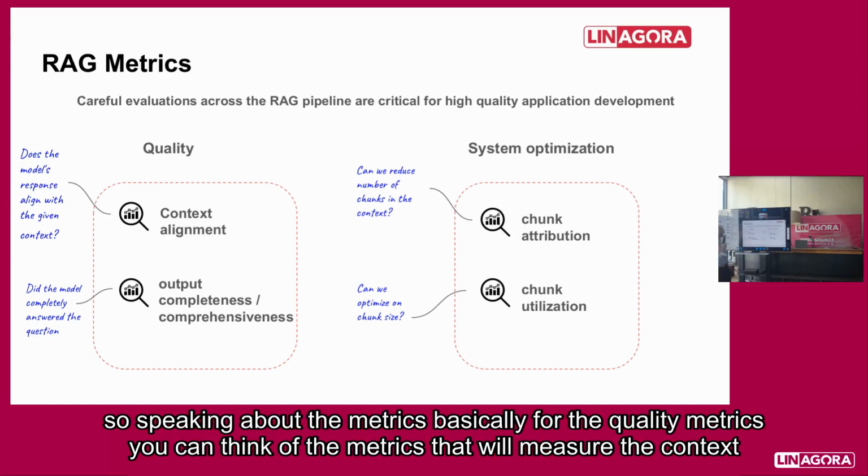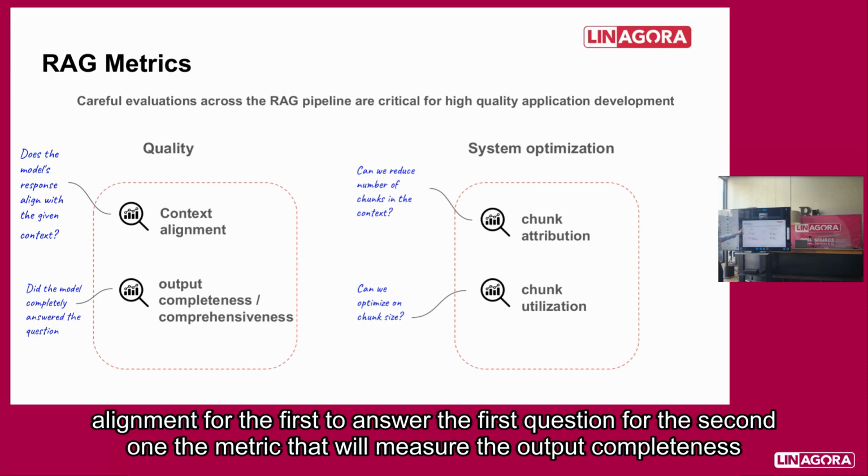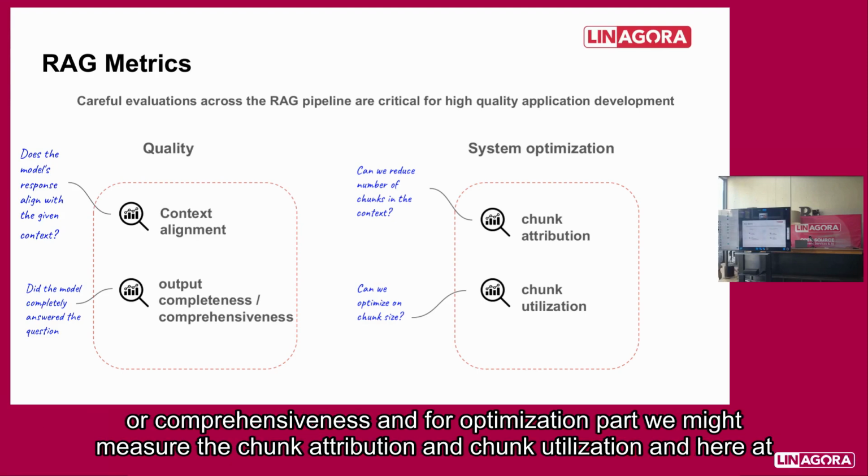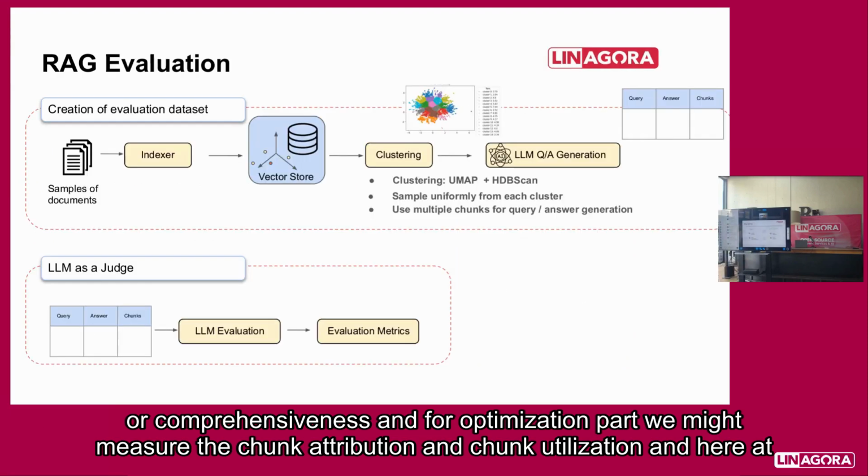So speaking about the metrics, for the quality metrics, you can think of metrics that will measure the context alignment, to answer the first question. For the second one, a metric that will measure the output completeness or comprehensiveness. And for the optimization part, we might measure the chunk attribution and chunk utilization.